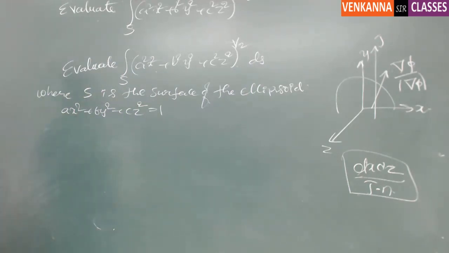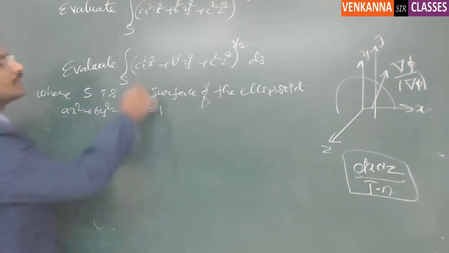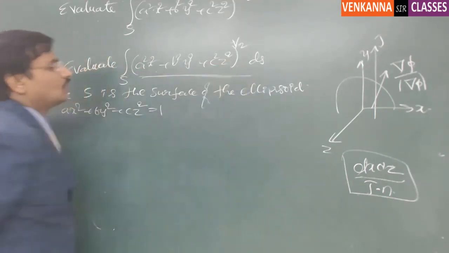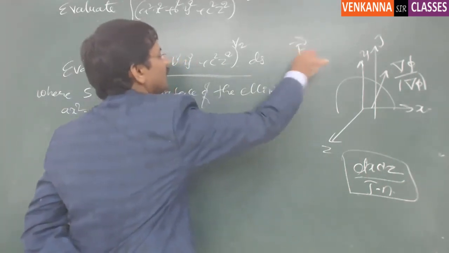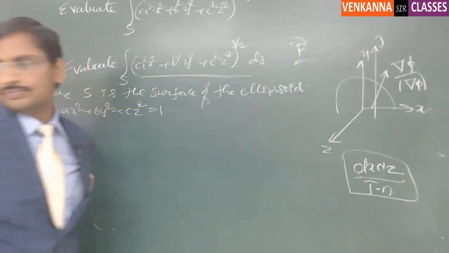Anybody got it? First you tell me what this vector is. Where can we get this vector F? If you are able to identify that, you are done with the problem.